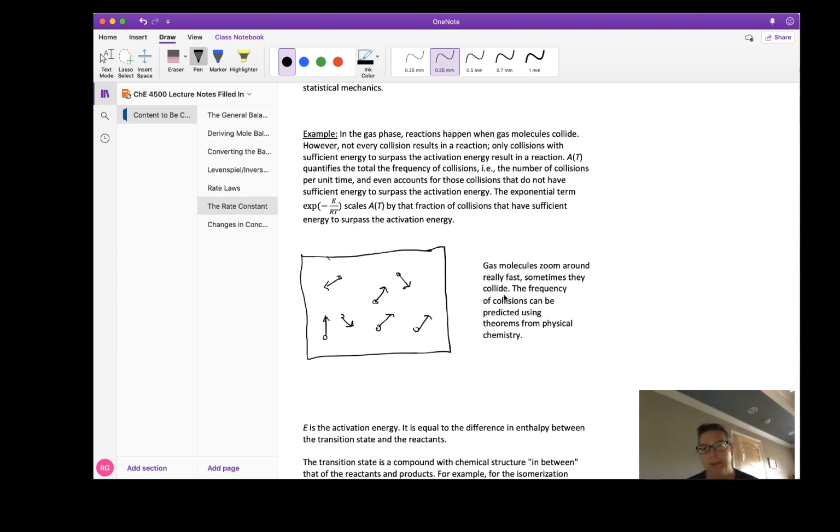Sometimes they collide. The frequency at which they collide can be predicted using theorems from physical chemistry. That's what gives rise to this frequency factor. And the speeds of the molecules when they collide determine the energy of the collision. If that energy is sufficient to hop the activation barrier, a reaction can happen. The probability that that energy is large enough to hop the activation barrier is determined by both the activation barrier itself and also the temperature.